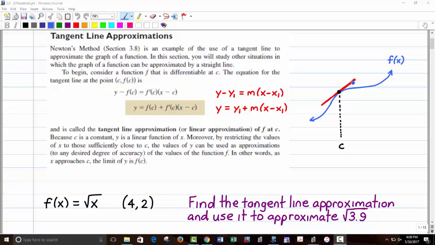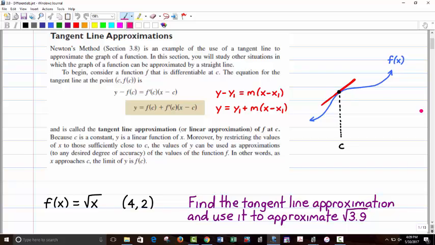But you can see as the graph moves away from this point C, the y values, the red and the blue there, start separating. So you would not use the tangent line to approximate the y value of this graph, say over here where I have the dot, so that would be a pretty bad approximation. But near the tangent point, it would be okay.